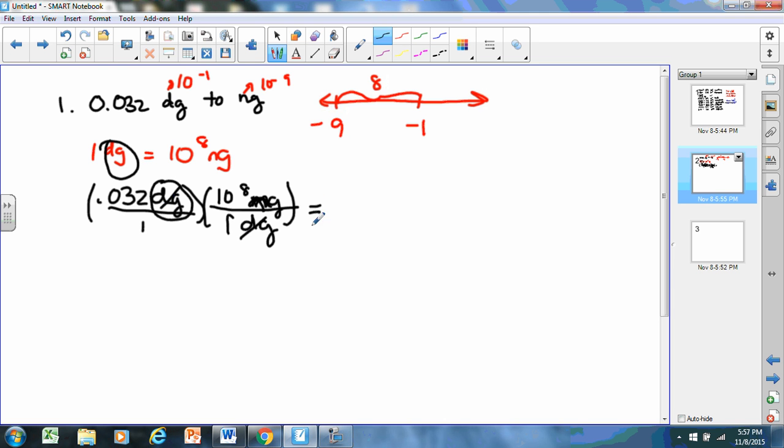And then what you would type into your calculator is 0.032 times 10 caret 8 divided by 1 times 1. Always put the downstairs stuff in the parentheses. And obviously, we don't need to put the ones in. This was just in the beginning. And so if you do this on a calculator, you will get 3.2 times 10 to the 6th.